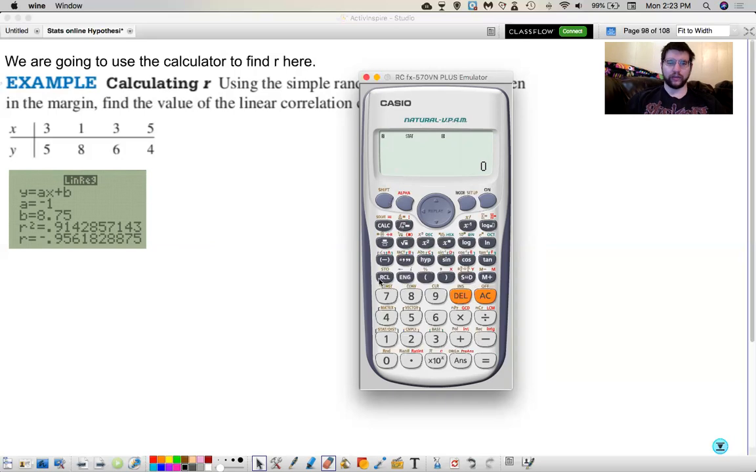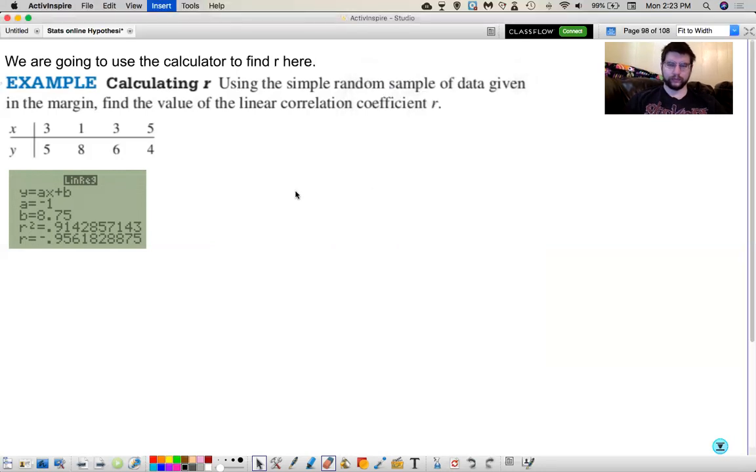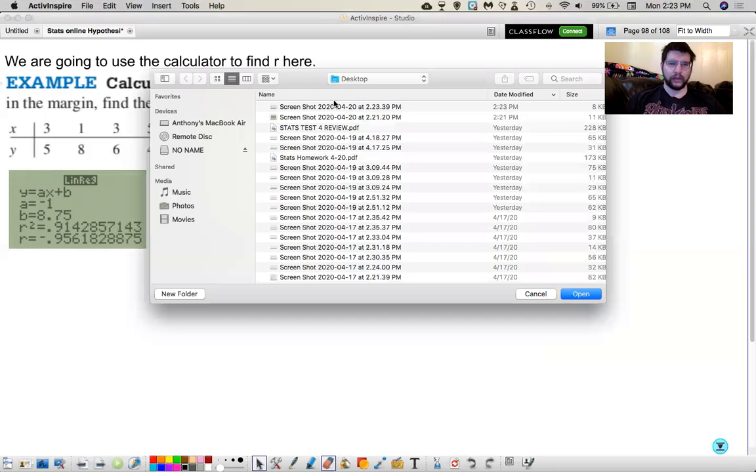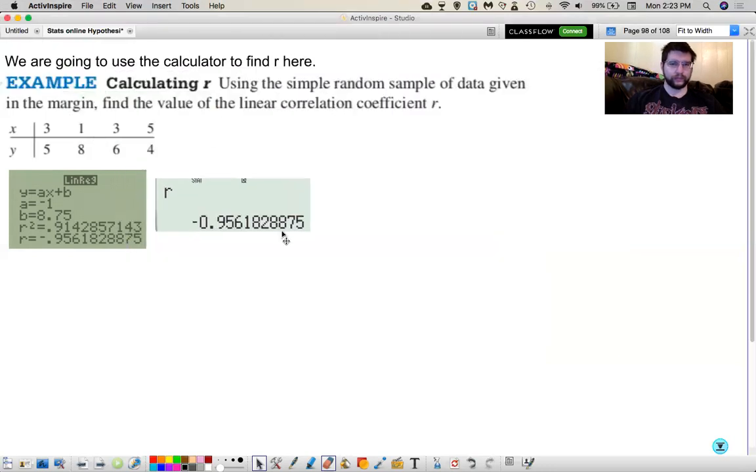Now we're going to go to shift number 1, just like before. And look at these options. Which one do you think? Let's look at number 5. Oh, look at that. We have A, B, and R. We need R right now. And let's compare it. Negative 0.956182887, negative 0.9561828. Oh, same thing. Okay.